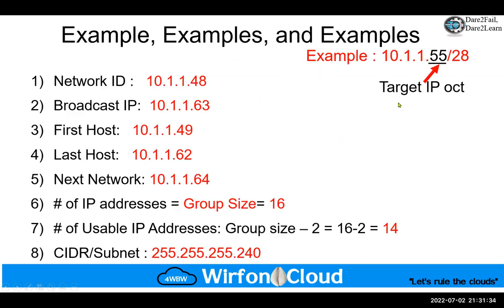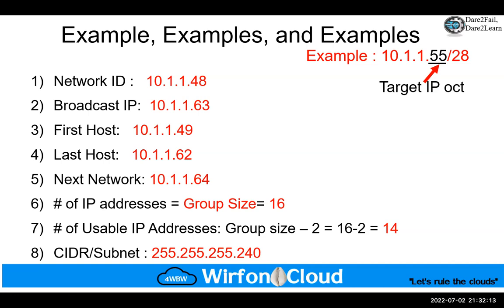Okay, so let's take a look at this example. I'd like to have everyone work on their cheat sheet as we go along. So we have a .1.155/28. Okay, so we have a /28. If you match the /28 CIDR to your cheat sheet, it puts you on the column of 16. So you have a group size of 16.